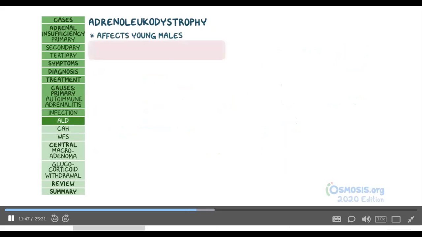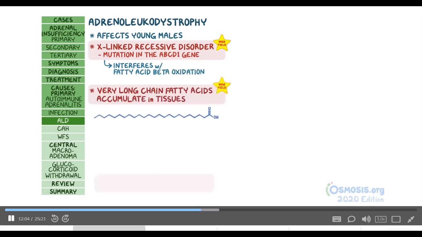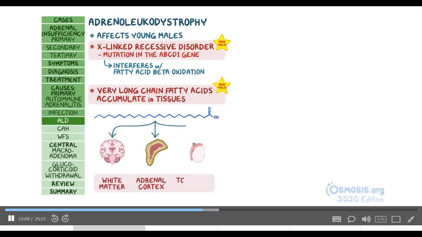Another rare cause of primary adrenal insufficiency is adrenoleukodystrophy, which is an inherited disease that predominantly affects young males. The condition is an X-linked recessive disorder. The defect is actually a mutation in the ABCD1 gene, and it interferes with fatty acid beta oxidation. As a result, very long-chain fatty acids accumulate in various tissues, and they particularly affect the white matter of the brain, the adrenal cortex, and testes.